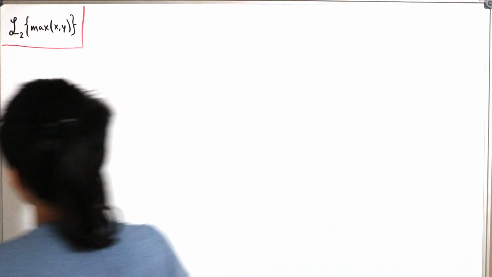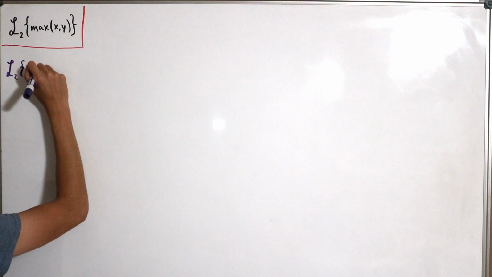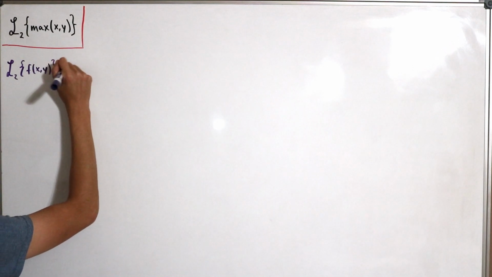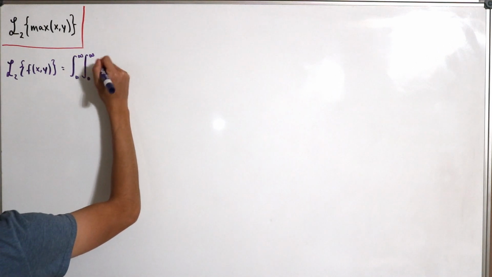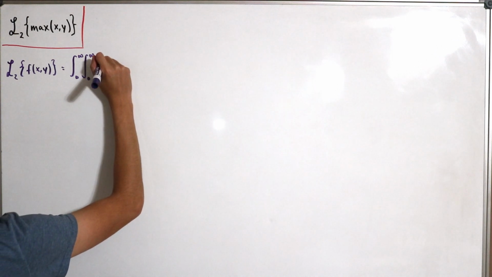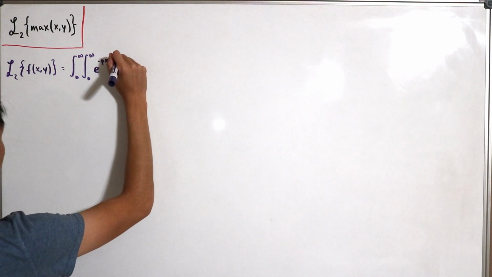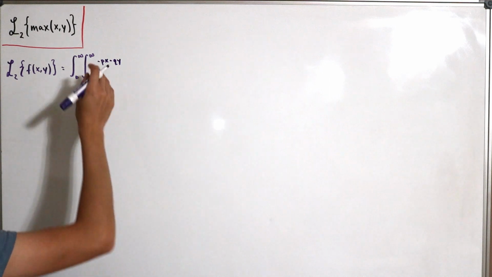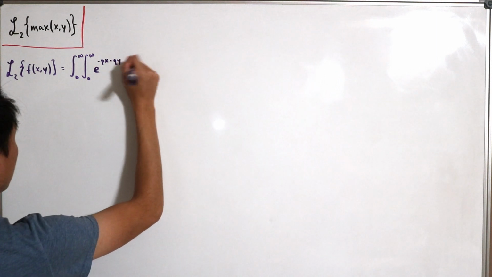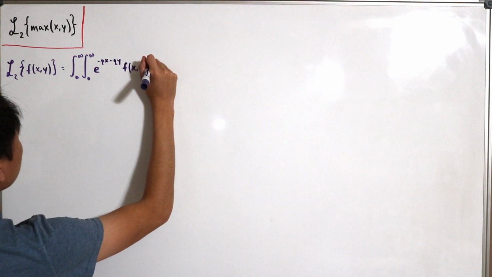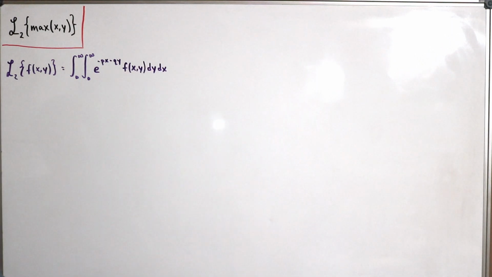In generality, this is defined as the standard double Laplace transform of some function f of x, y. This is just going to be equal to the double integral, both with domains from 0 to infinity, of e to the negative p times x minus q times y. So it's a transform from real values x, y into complex variables p and q. Then we multiply this with our f of x, y function, and then with our integration dy dx, or dx dy, whichever. Now we got this.